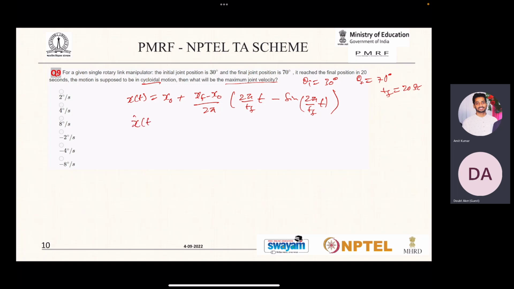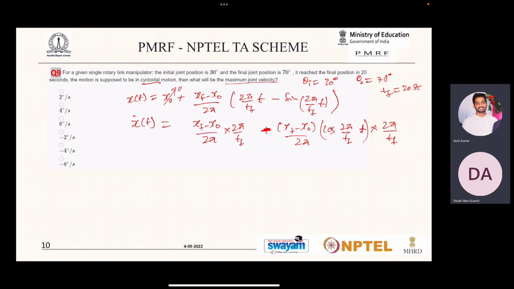So let us differentiate it to get the velocity term. So what will be the derivative? x naught is a constant, so it goes. We'll get xf minus x naught by 2 pi into 2 pi by tf, minus xf minus x naught by 2 pi, and this will become cos of 2 pi by tf t into 2 pi by tf using the chain rule.